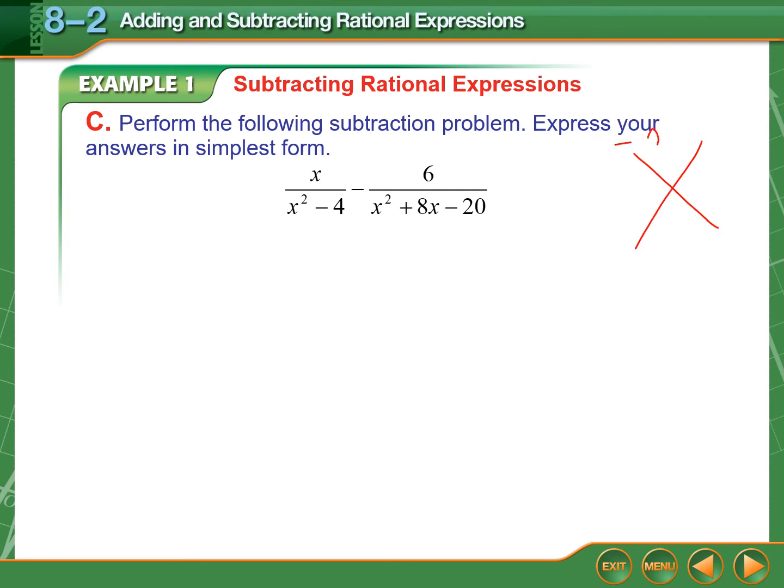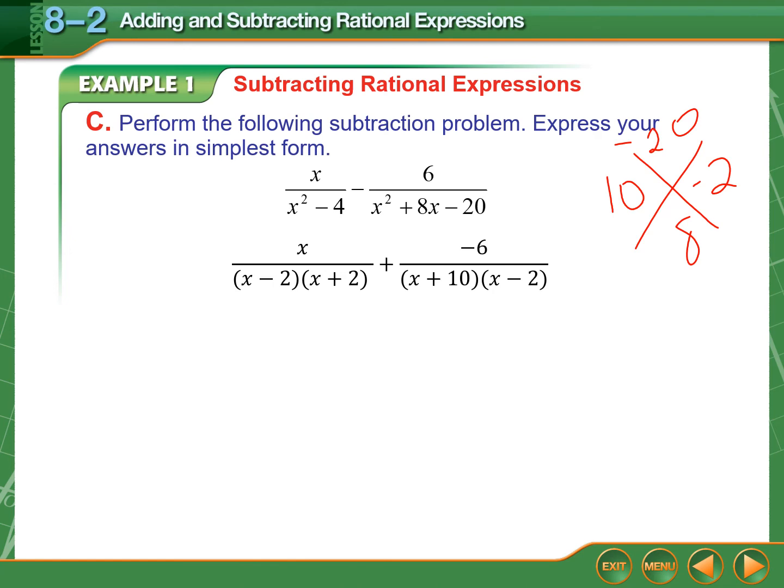I'm going to put negative 20 here, and I'm going to put positive 8 right there. What two numbers multiply to give me negative 20 but add up to 8? I hope you say 10 and 2. So I need a positive 10, because that 8 is positive, and a negative 2. As always, factoring is so important. So let's go ahead and rewrite our two fractions. All right, pause here to make sure you understand what happened.